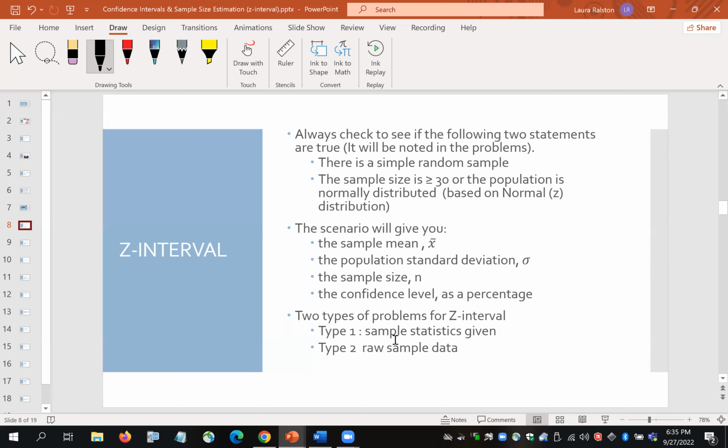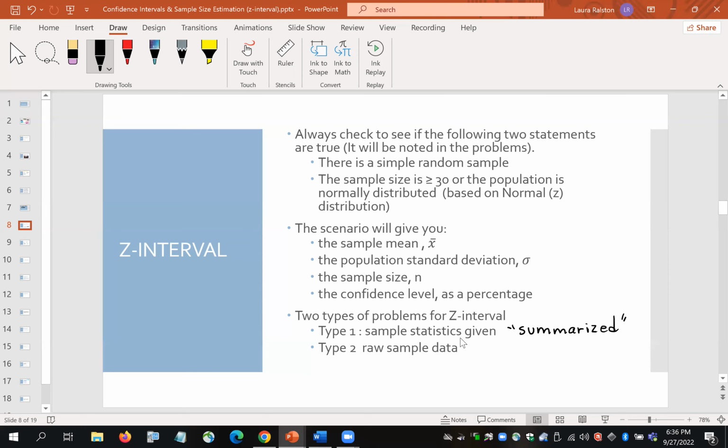The problems are presented in two different ways. First, you can be given the sample statistics. Minitab refers to these as summarized. So in one case, in your paragraph, you're going to be given summarized sample statistics, and those statistics are the sample mean, the population standard deviation, the sample size, and the confidence level.